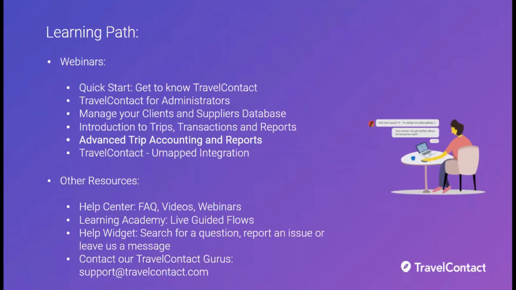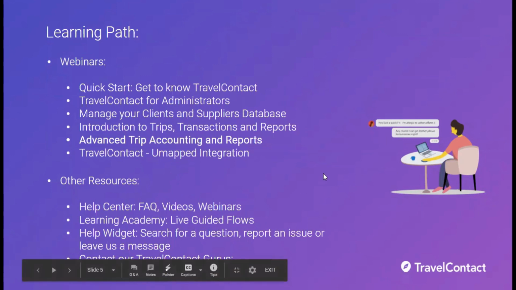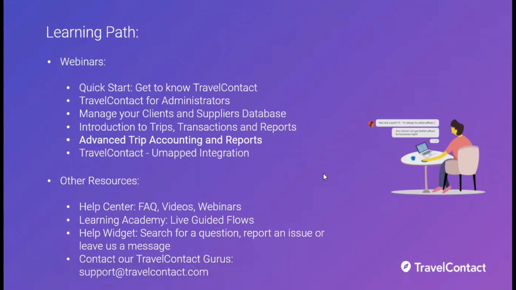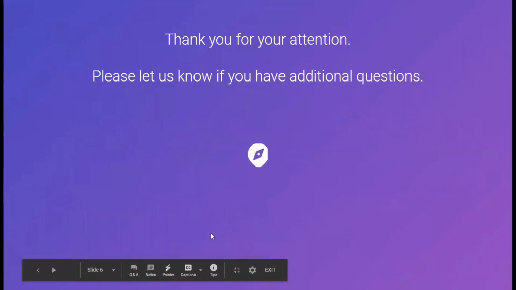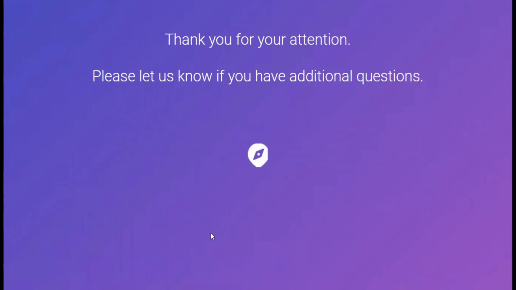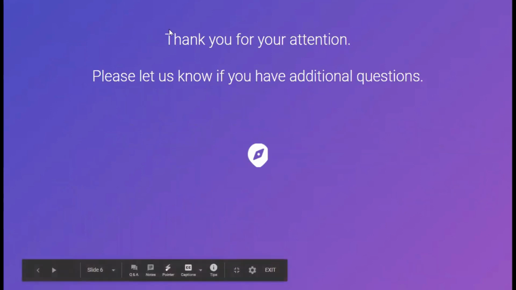And basically, that is what we have in this specific webinar. As you know, our learning path, this is the second to last webinar that we have on our learning path. Tomorrow, we're going to have Travel Contact and UMAP integration, and then next week, we get started again with Quick Start and Travel Contact for admins. The other resources are the ones that we just went through. The other ones that we just did, that are still there, of course, is to contact our Travel Contact guru or write to support@travelcontact.com.